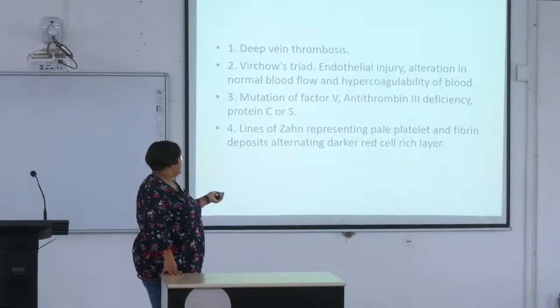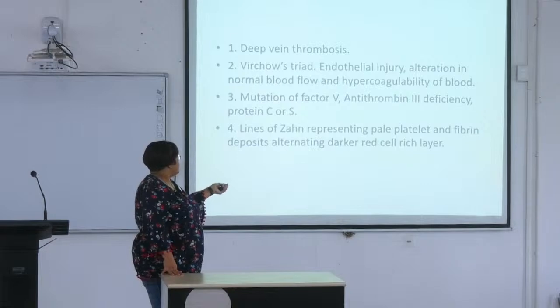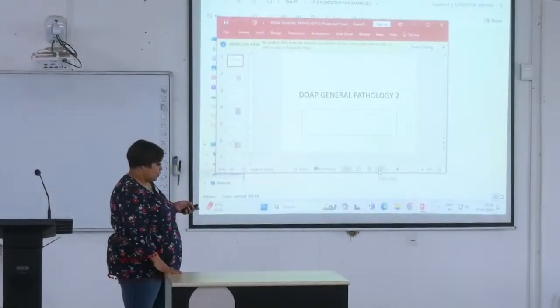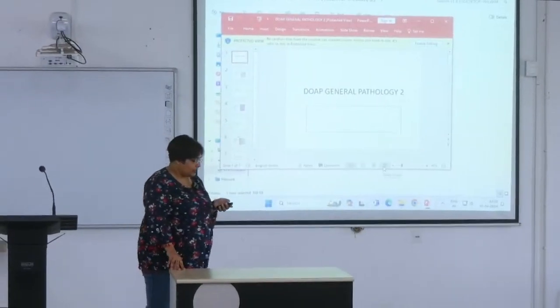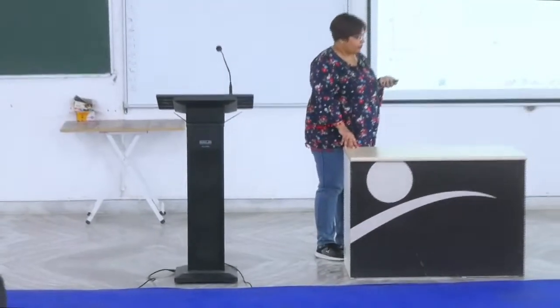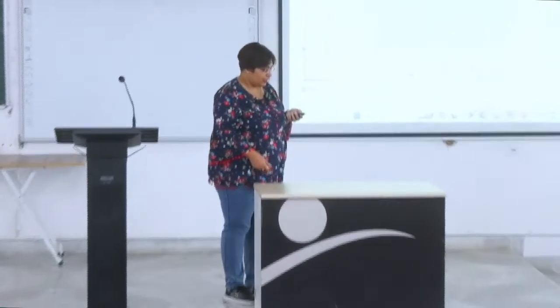So, you have to mention this word, lines of Zahn. And if they ask what is lines of Zahn, you have to tell that this represents the pale platelet and fibrin deposits with alternating darker red cell rich layers. Okay. So these are the 3 problem cards for your first semester, and there are a few more that will also be taught to you later. So that's all.